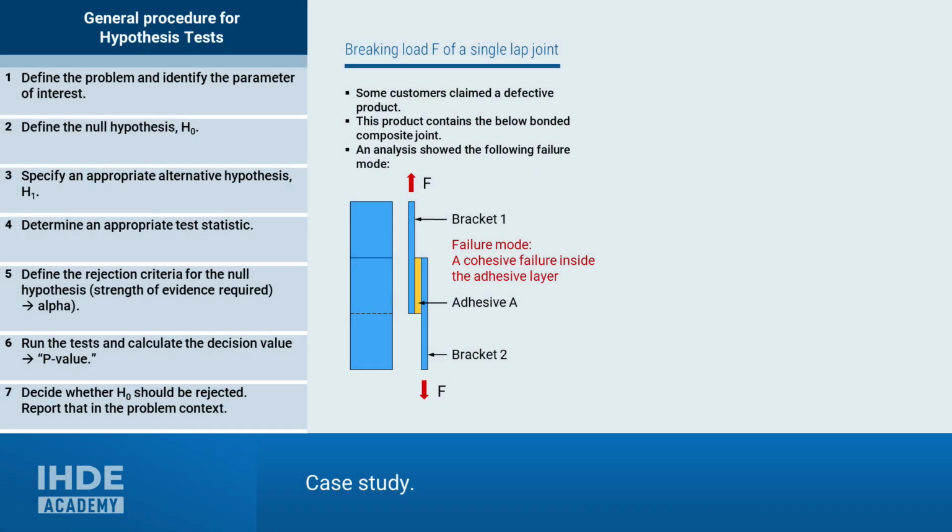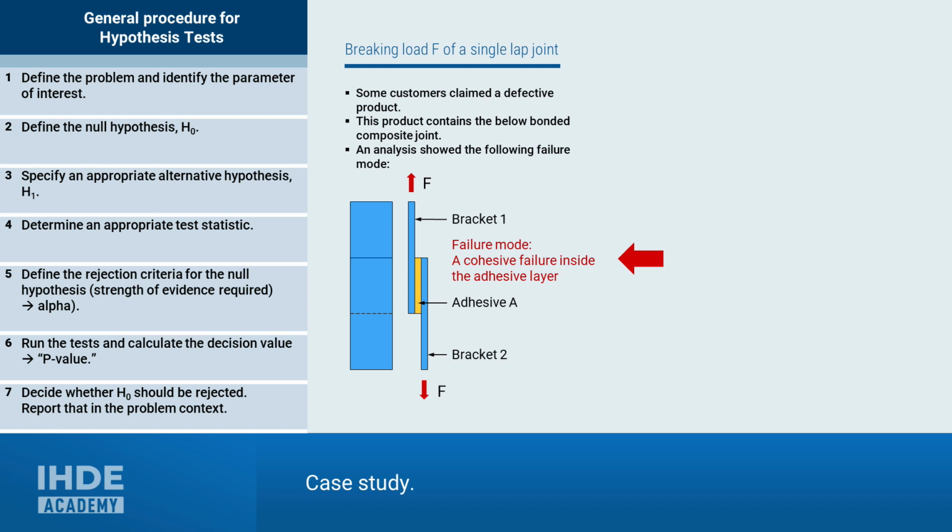Let's look at this assembly as a case study. Some customers claimed a defective product. This product contains the below shown bonded composite joint. This consists of two brackets that are joined by an adhesive.